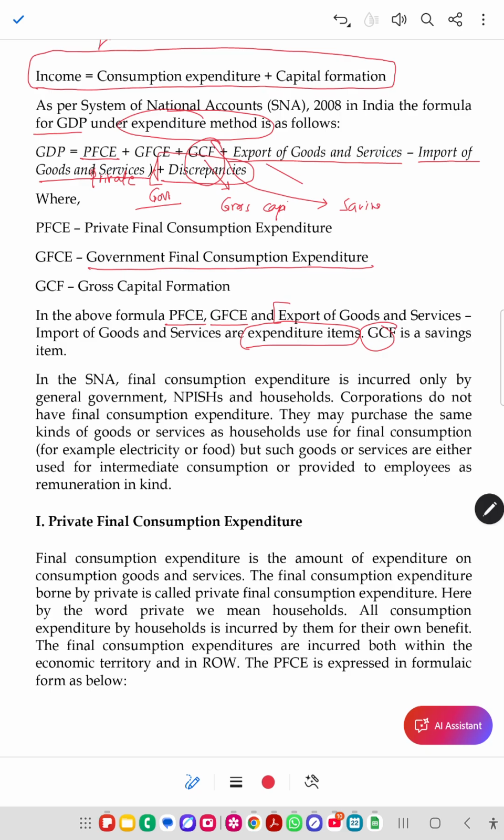In SNA, final consumption expenditure is incurred only by general government, NPISHs and households. Corporations do not have final consumption expenditures. They may purchase the same kinds of goods and services as households use for final consumption, for example, electricity or food, but such goods or services are either used for intermediate consumption or provided to employees as remuneration in kind.